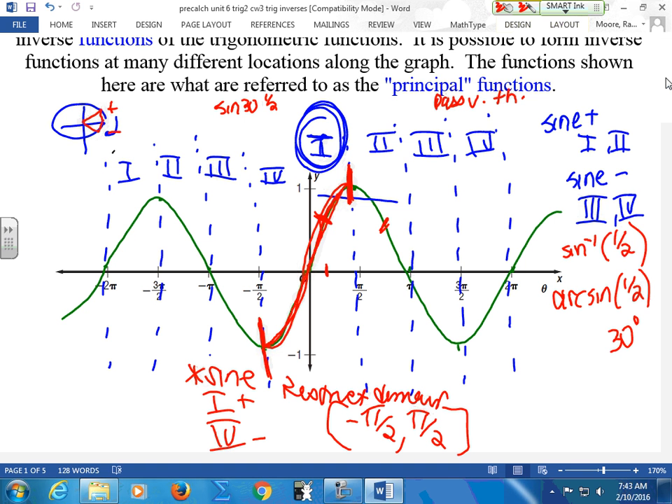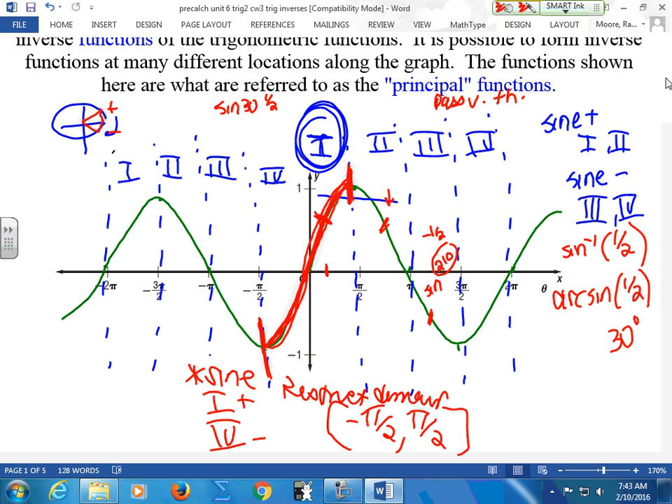But somehow it didn't tell me 150, did it? It didn't tell me this angle. So your calculator only works off of a restricted domain. Okay? So let's try something else. I know down here, in the second quadrant, this is the sine of 210. Just put in your calculator sine of 210. Does it say negative 1/2?